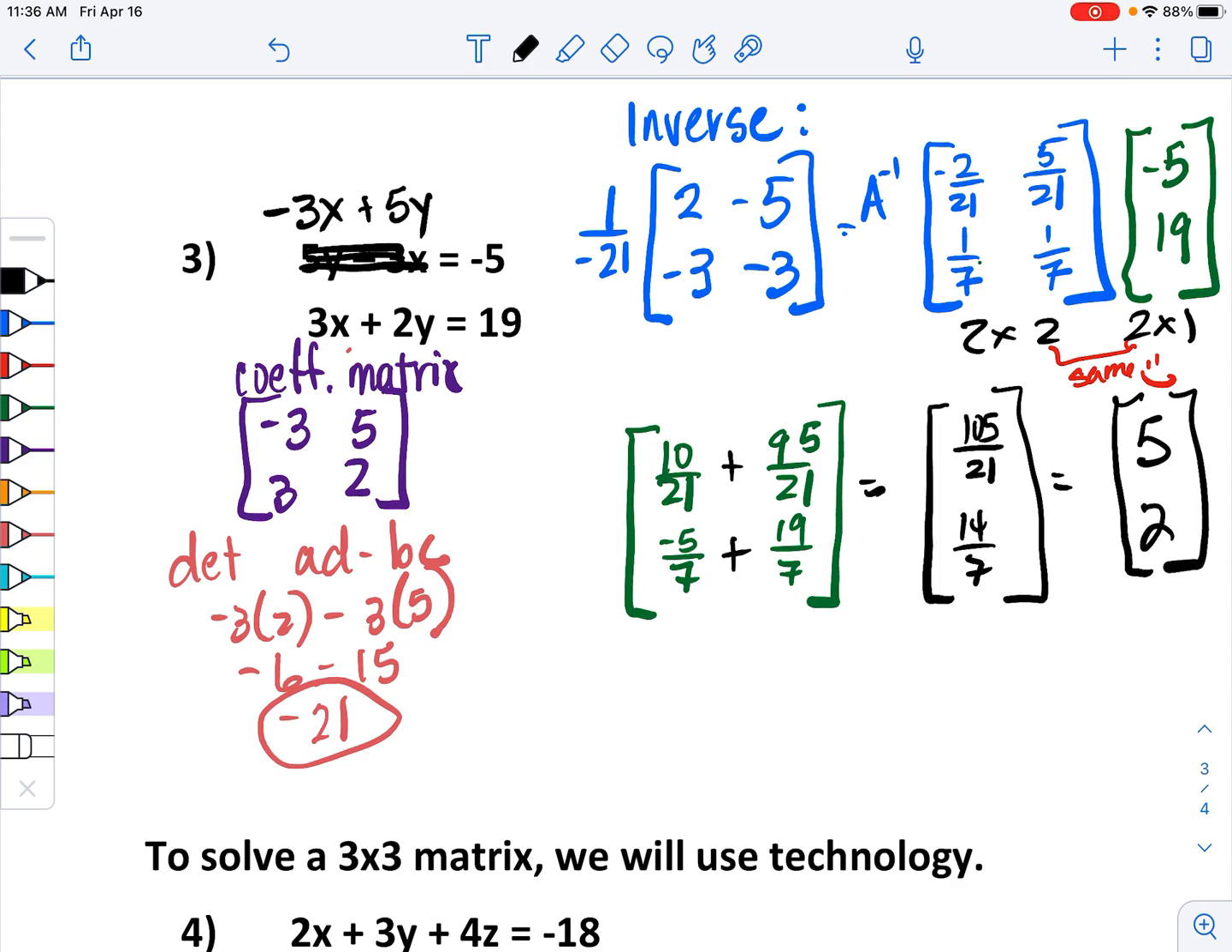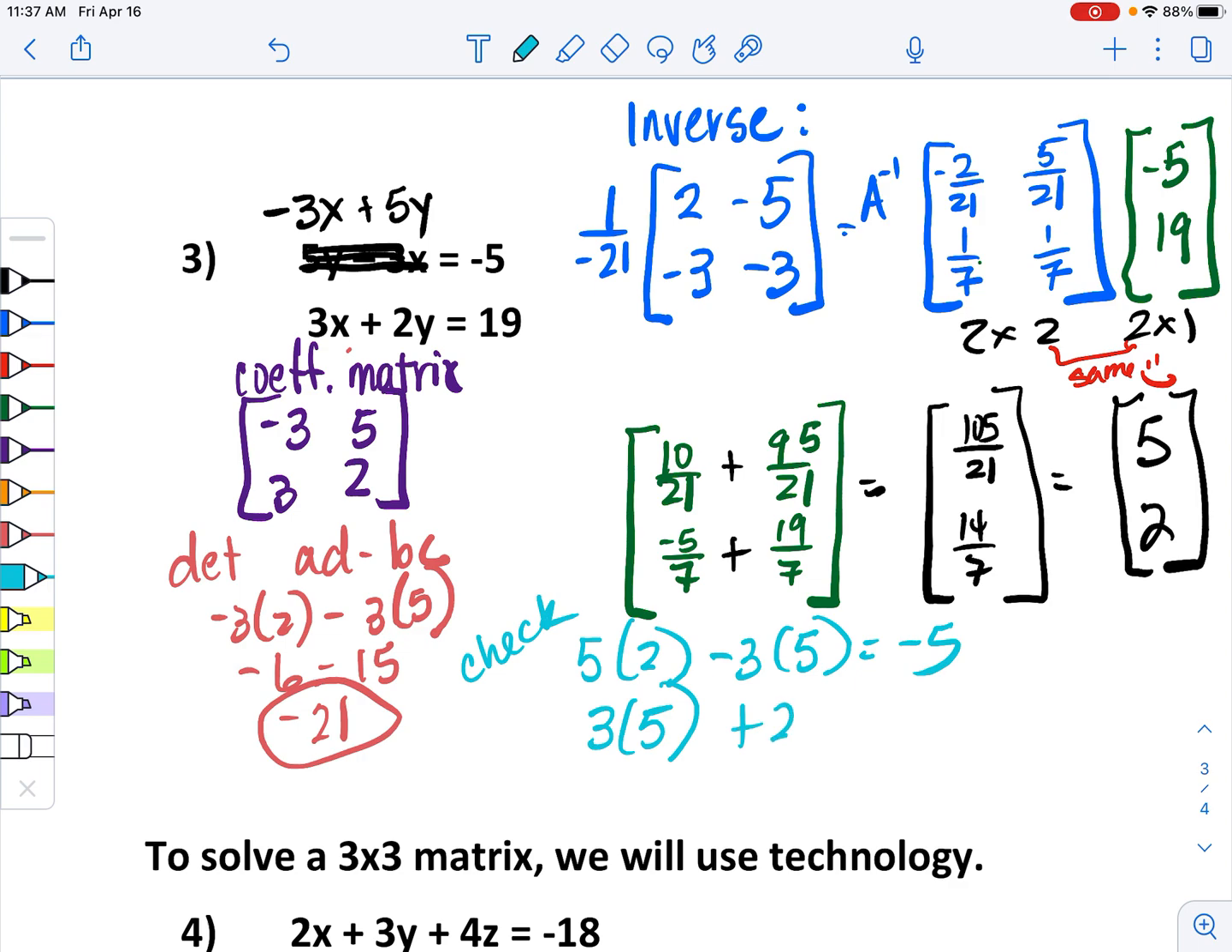And then what you do is you plug it in to check it. So if I'm checking this, I'm going to go with the original equation. 5 times my y, which is 2, minus 3 times my x, which is 5, equals negative 5. This is my check. Well, 10 minus 15 is negative 5, so it works there. And then I've got 3 times my x, which is 5, plus 2 times my y, which is 2, equals 19. 15 and 4 is 19, so that works. So my answer is 5, 2.